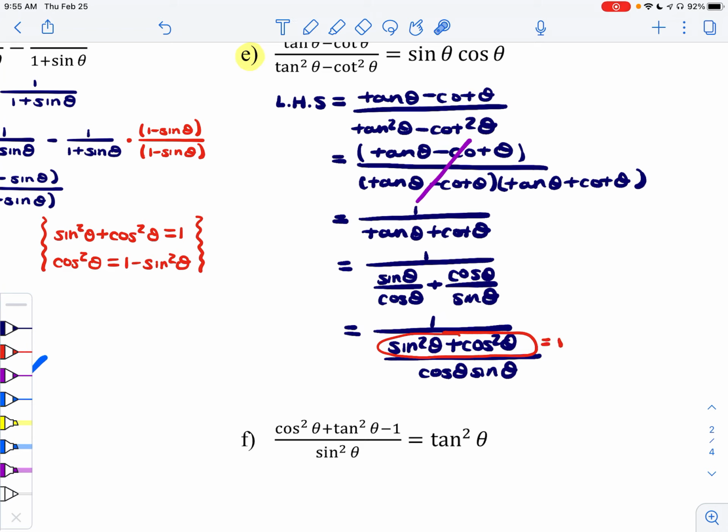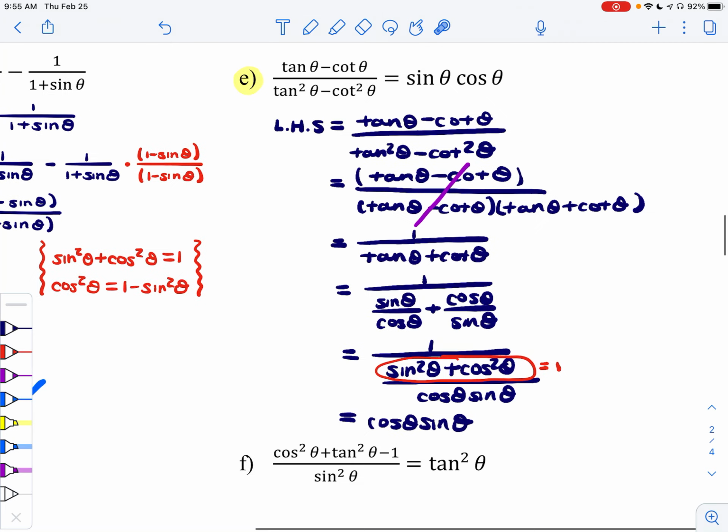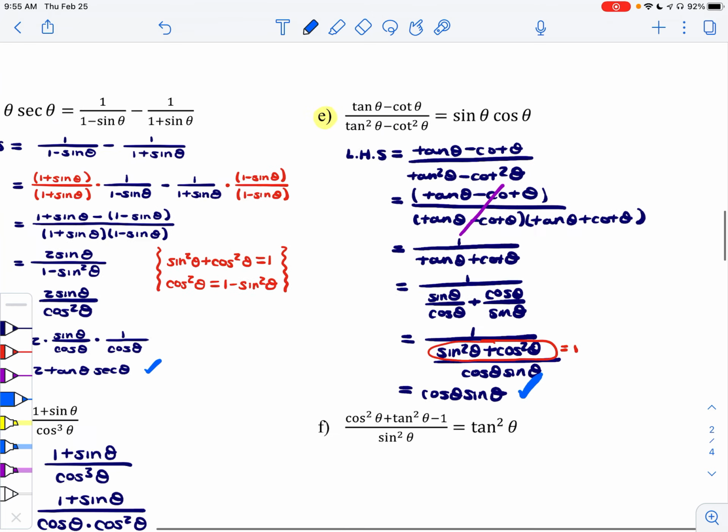So lastly, we just need to simplify this. So we have 1 divided by a fraction. And remember, when you're dividing by a fraction, you're really just multiplying by the reciprocal. So if we flip and multiply, this is now just a 1 over cosine times sine. So flip and multiply that, and it would just turn into cosine times sine, which if you look back up, that's exactly what we want. So that's going to be our answer.